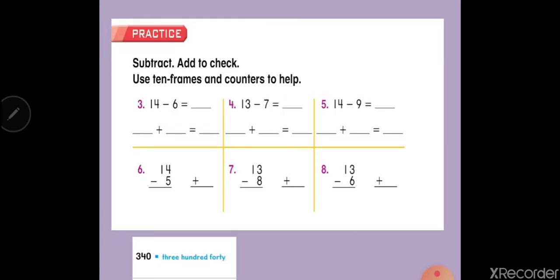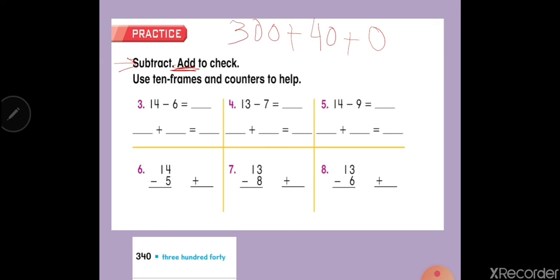Now, on page 340, how do you write 340? Yes, excellent. How many hundreds do you have? 3 hundreds. How many tens? 4 tens or 40. How many ones? 0. So it's 340. Can you subtract? They say subtract and then add to check your answer. You can use the 10 frame and counters to help.